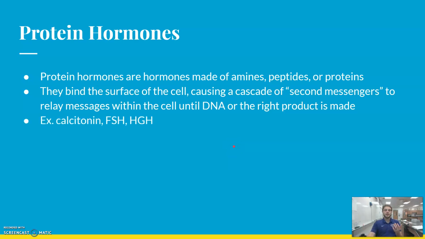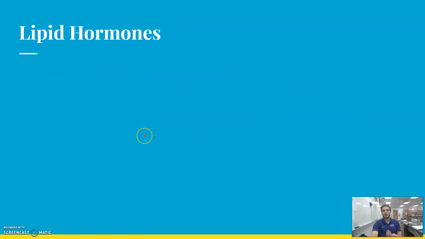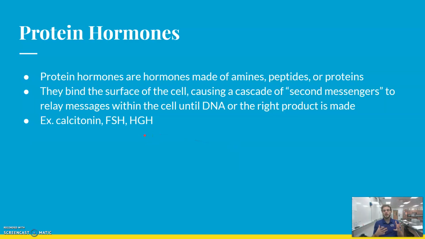Examples of this: calcitonin, follicle stimulating hormone, and human growth hormone are all protein hormones. These are going to be fairly longer lasting. They do take a little bit, just because you have all those middlemen, those second messengers, if you will, relaying those messages until they finally get to the nucleus and to the DNA and to the right gene in that DNA.